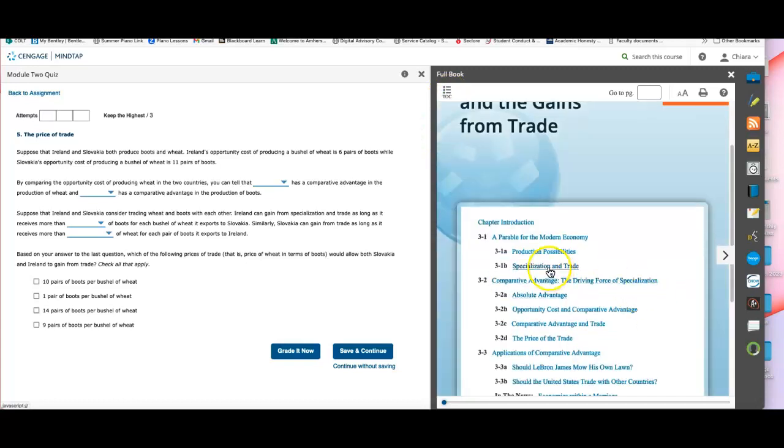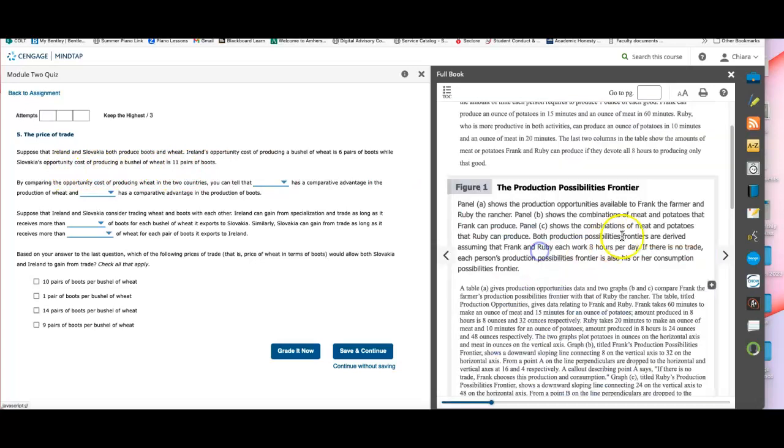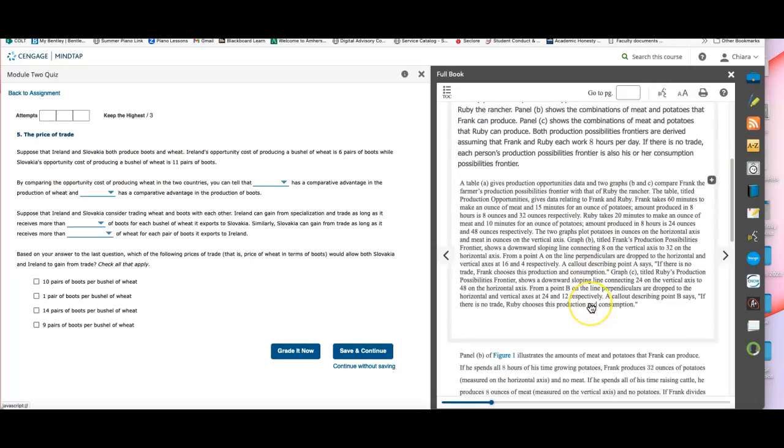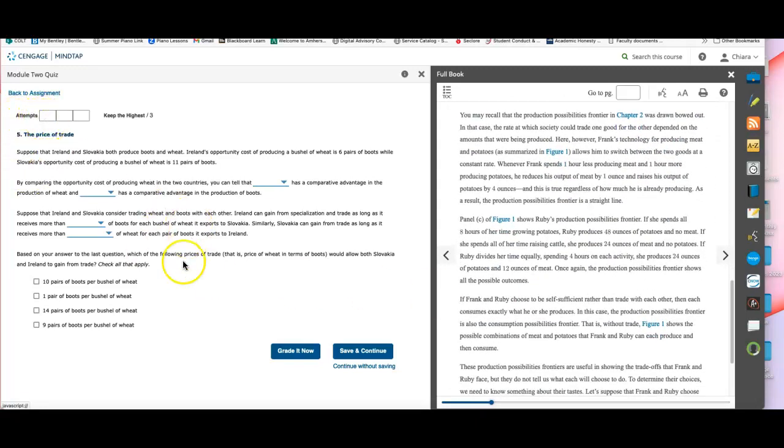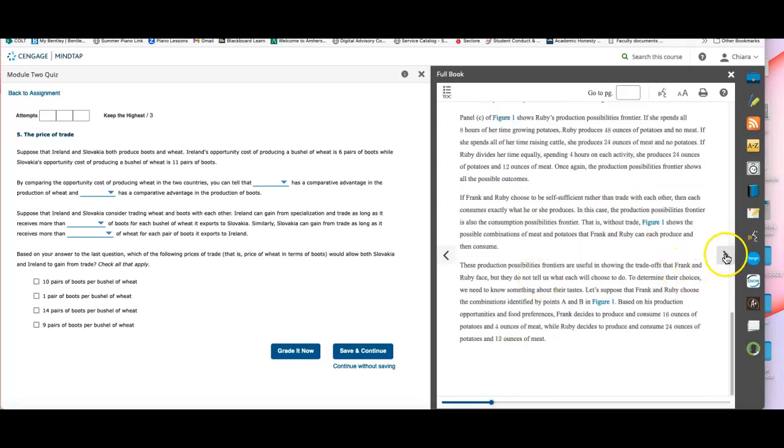There we go. And for example, look at the question. Suppose Ireland and Slovakia both produce boots and wheat. The opportunity cost of producing a bushel of wheat is 6 pairs of boots, while Slovakia's opportunity cost is 6. So we know we're talking opportunity cost. Maybe I need the production possibility frontiers, right? And I can look it up here. Or you can do your first attempt, find out what you need to review, and then look it up in the textbook. And you can have the textbook side by side, which can be helpful.